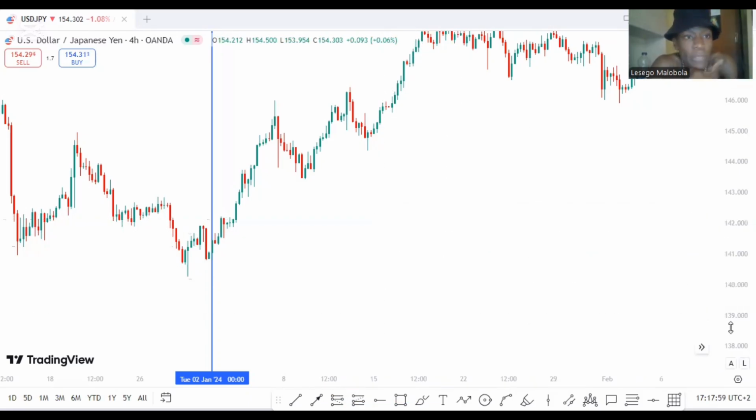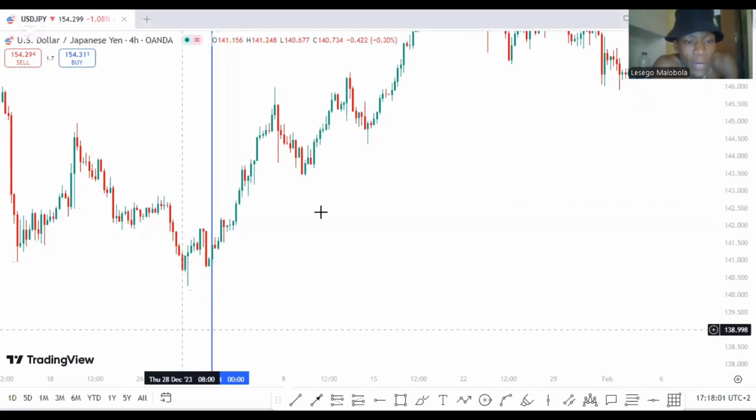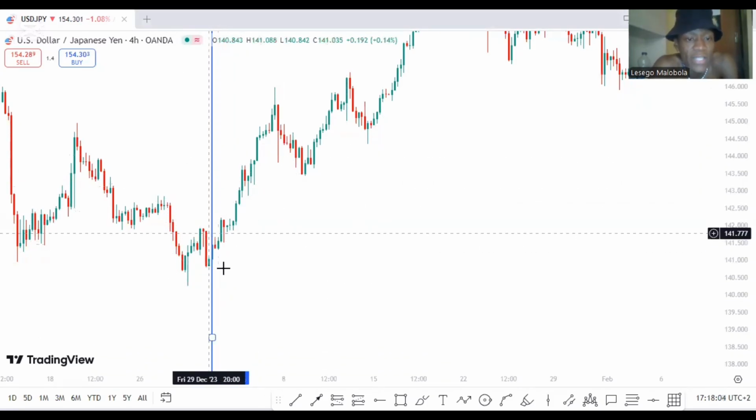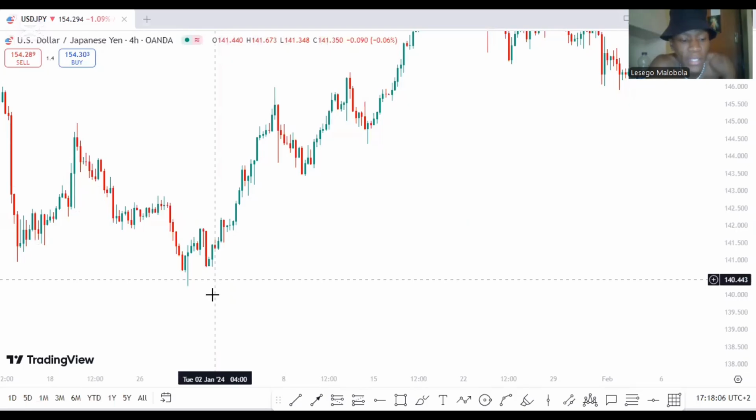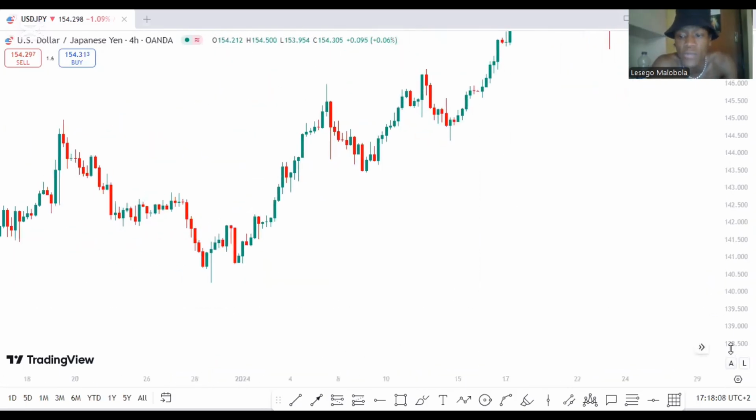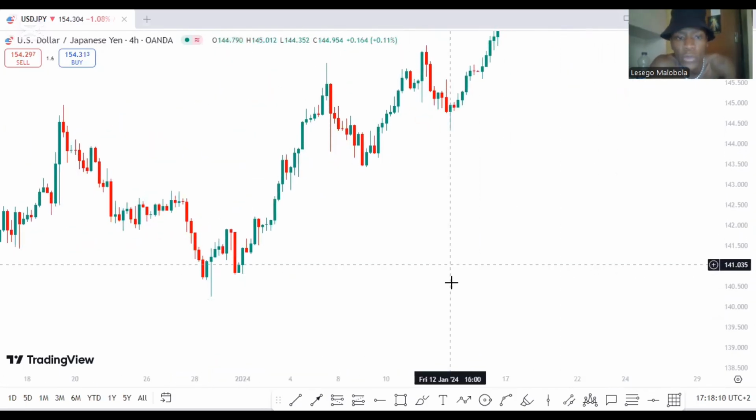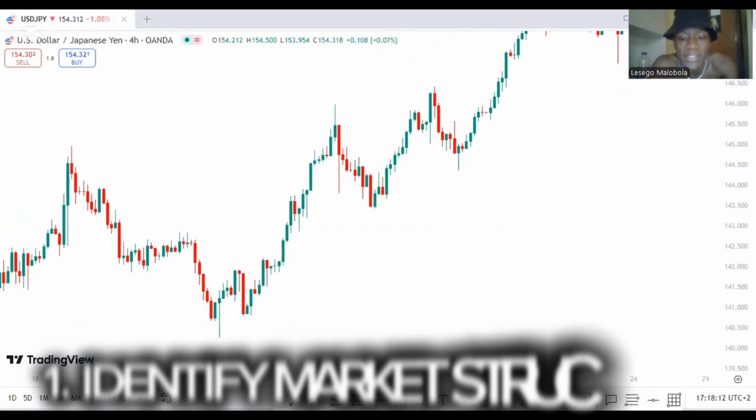USDJPY, guys. So let's just get into it, man. So this is where the 1 hour time frame ends, right? The 1 hour chart ends. So usually I just mark it up. So what are we gonna do right now, guys? We're currently on the 4 hour time frame. What we're gonna do is just simply identify our market structure, guys.